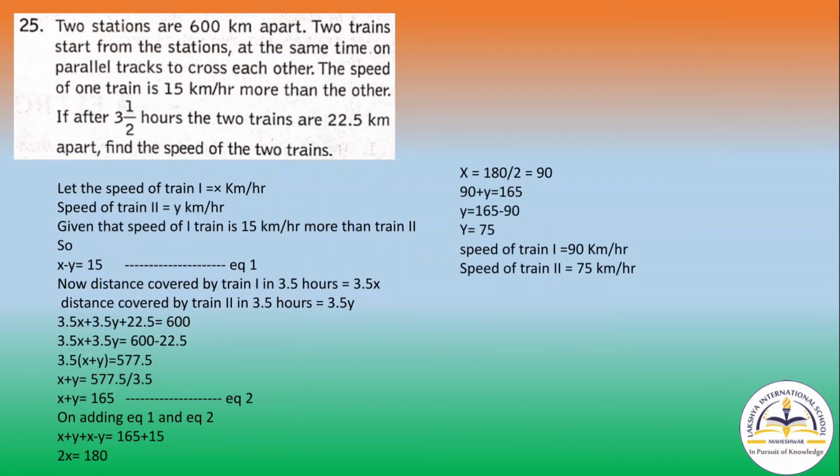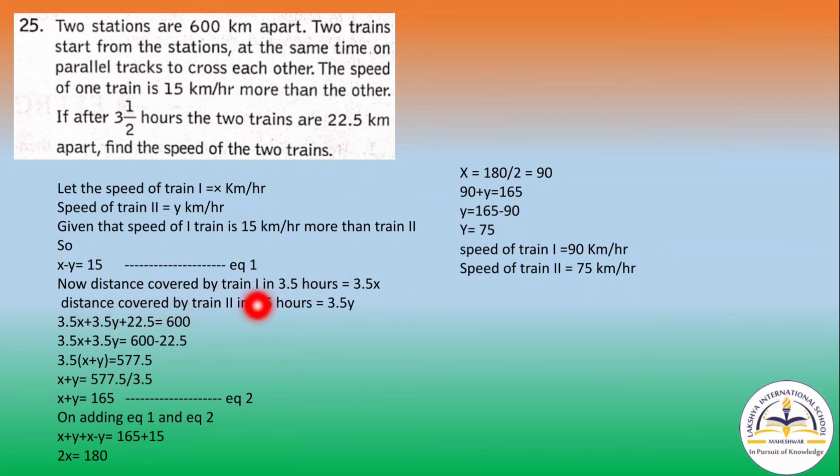Now question number 25. Two stations are 600 km apart. Two trains start from the stations at the same time on parallel tracks to cross each other. The speed of one train is 15 km per hour more than the other. If after 3.5 hours the two trains are 22.5 km apart, find the speed of the two trains. Now let the speed of the first train be x km per hour and the second train y km per hour. So x minus y equals 15, according to the question. We will consider this as equation number 1.